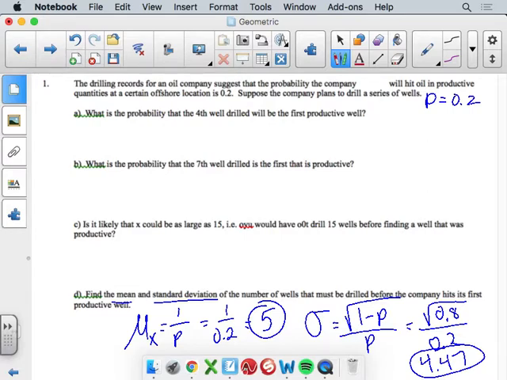What is the probability that the 4th well drilled will be the first productive well? So that it takes until x equaling 4. So what's the probability that the event x, the first successive well, will equal the 4th one? That means the first 3 are bad, times the 4th one being good.